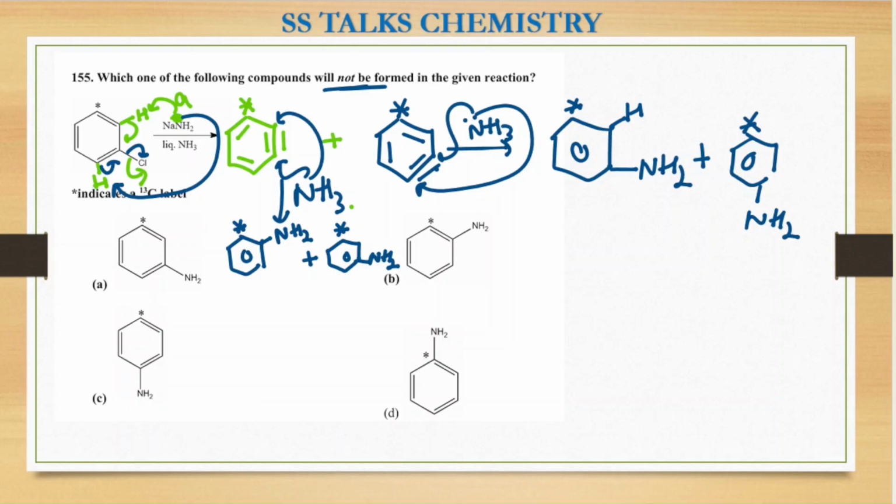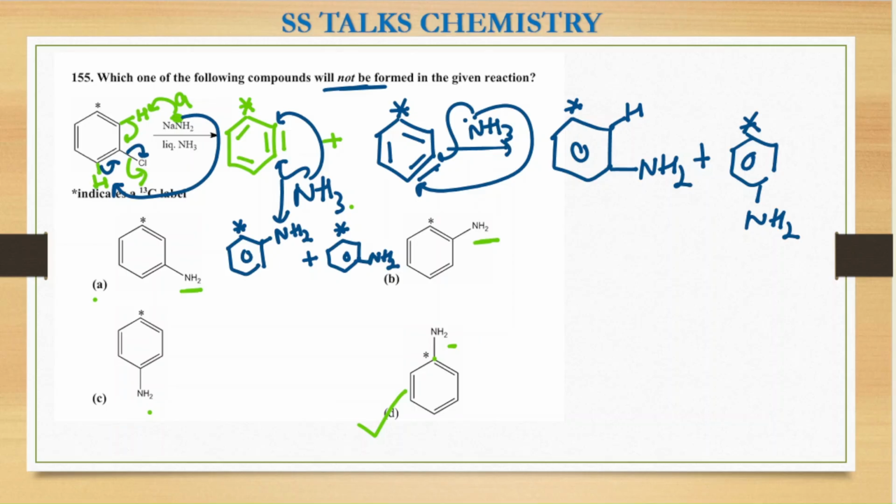Now you just have to match the options. You can see in option A, it is at the meta position that is being formed during the reaction. So this can be formed, right? In the B molecule, it is at the ortho position to it, that is also being formed. Next, in option C, it is at the para position, that is also being formed. So what is not being formed is option D, that is on the carbon where the isotopically labeled carbon atom was. The attack of the ammonia has not taken place over there. So D is the correct answer, which is not the product that is formed in the given reaction.